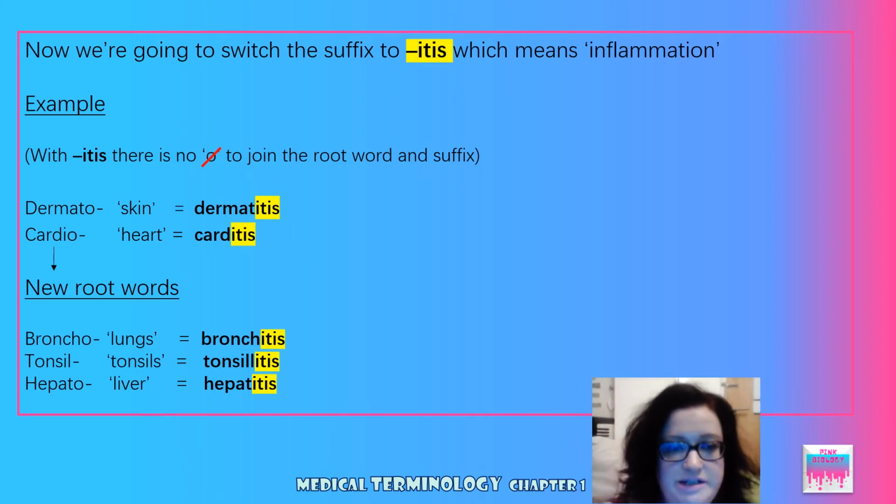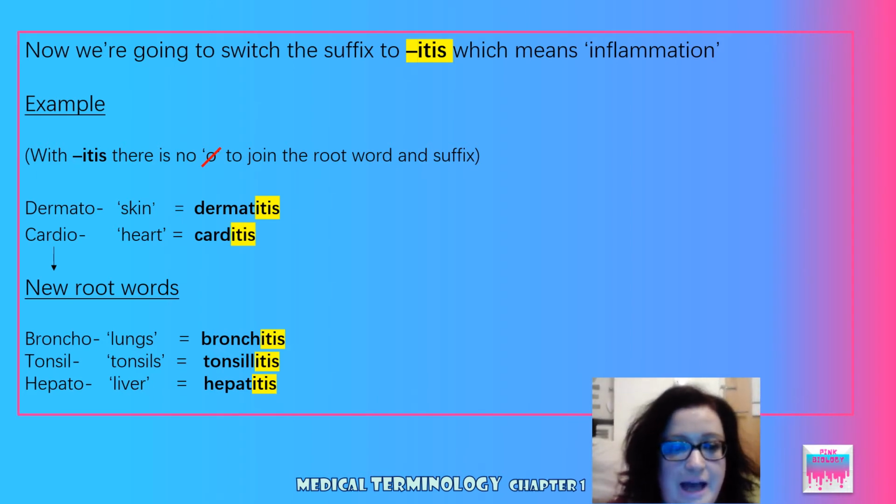I've actually brought in some new root words now. So we've got broncho, which is referring to the lungs, and the main airways of the lungs is bronchi, which is where it comes from. I'm sure everyone's heard of tonsillitis. It's when your tonsils are inflamed, and a lot of people, when they're younger, have to have them taken out. I was one of them.